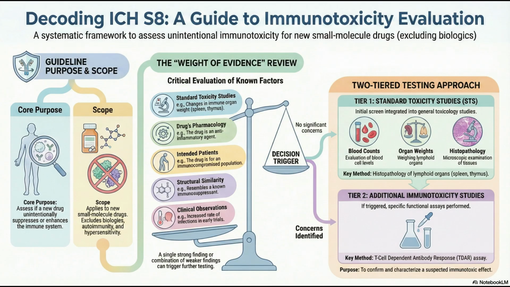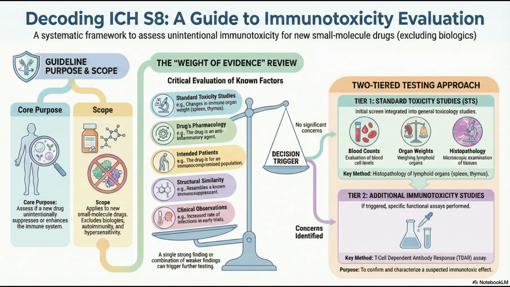Okay. That's number 2. Structural similarity. This feels like profiling. It basically is chemical profiling. Does your new drug molecule look like another drug that we already know is toxic to the immune system? Yeah. If your drug is a chemical cousin of a known immunotoxin, regulators are going to be suspicious right away. Guilty by association. Pretty much, even if your early data looks clean.